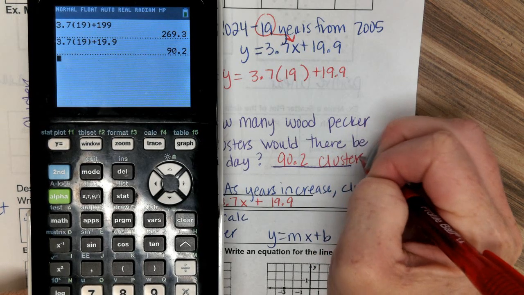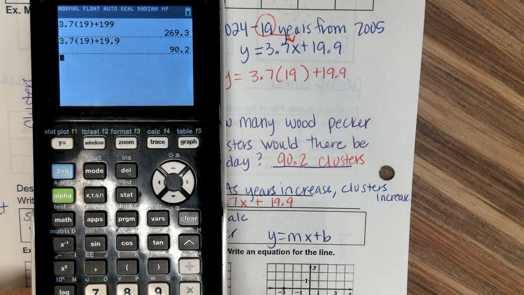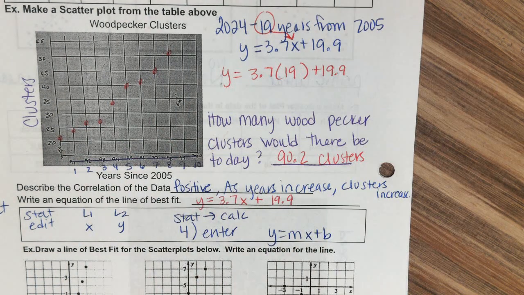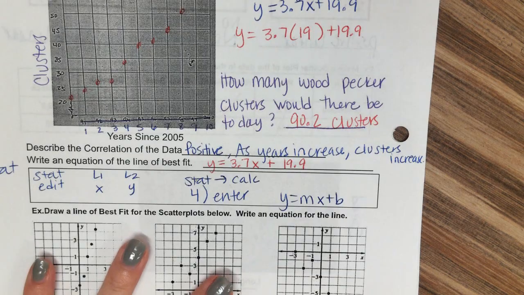Clusters. And that is a guess, an estimate, that if the trend was to continue in the same pattern it has been, there would be about 90.2 clusters today. Does that make sense? Okay, skip the bottom, we're going to come back to it.